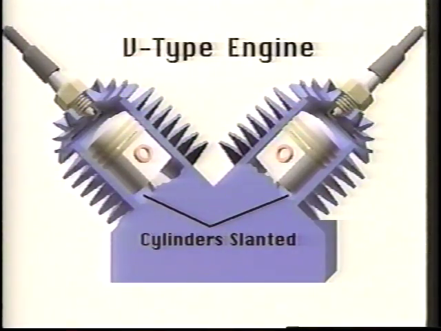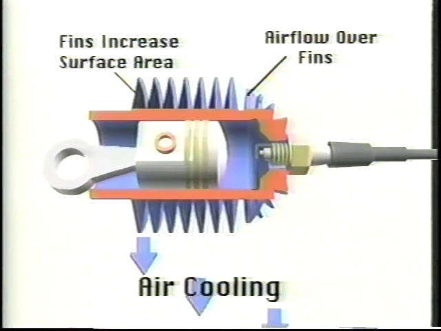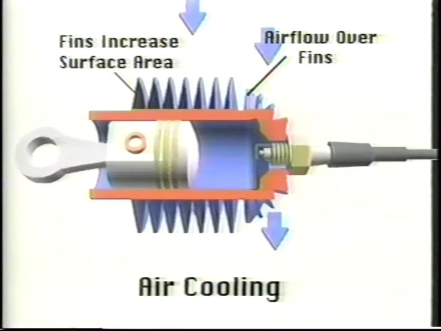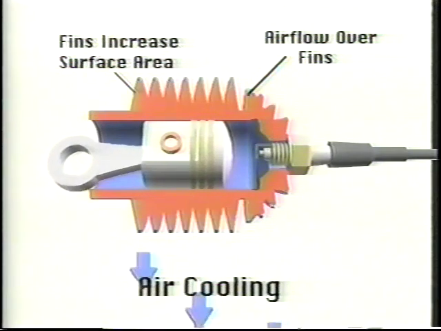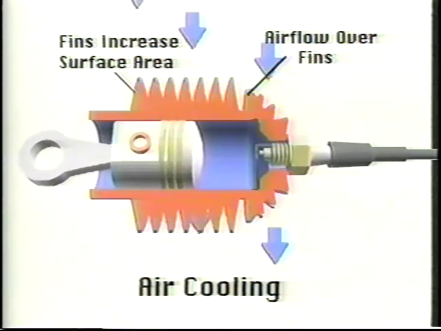V or slant cylinder engines produce a lower profile engine, resulting in a more compact power plant. Small gas engines can be either air or liquid cooled. An air-cooled engine has large cooling fins formed on its cylinder and head to dissipate excess heat from combustion. The fins increase the surface area for improved heat transfer into the surrounding air. Fan blades formed on the flywheel push air over the cooling fins for rapid heat transfer.